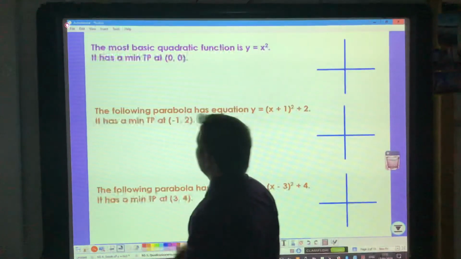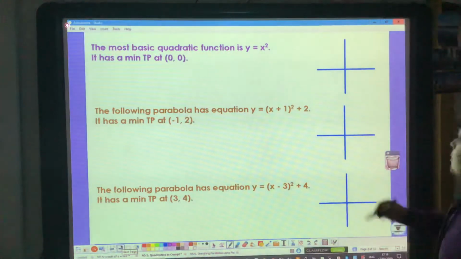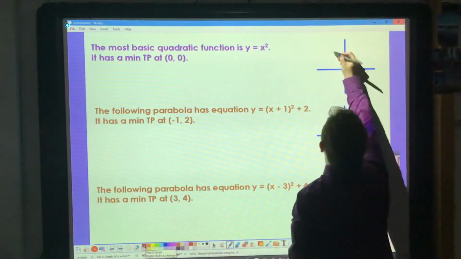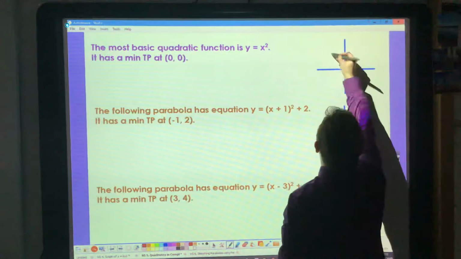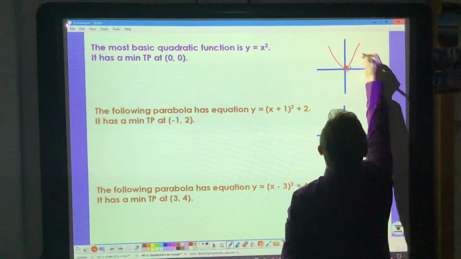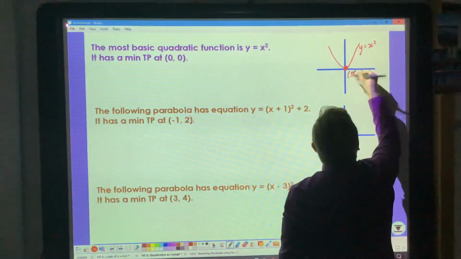Okay, the most basic quadratic is y equals kx squared. It's got a minimum turning point at 0, 0. So I'm going to draw each of these in. Okay, so there is, oops, I'll redraw that one, a wee bit dipped. Okay, there we go, 0, 0. So that's y equals x squared, 0, 0.